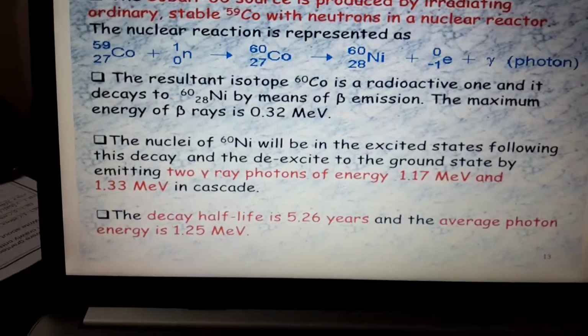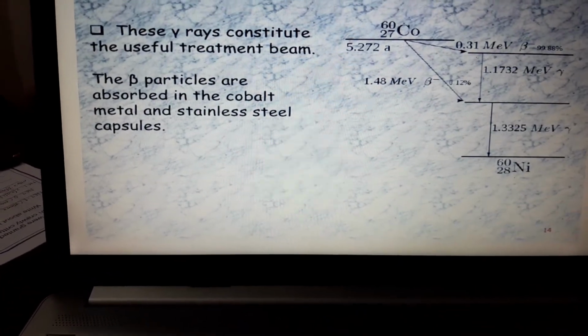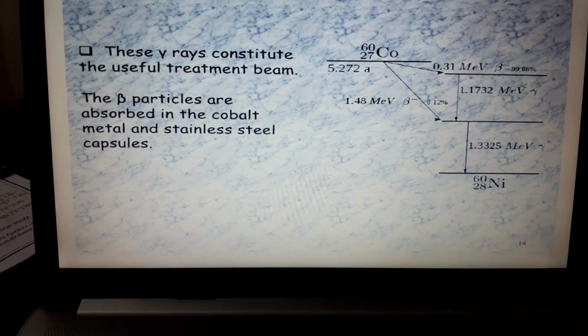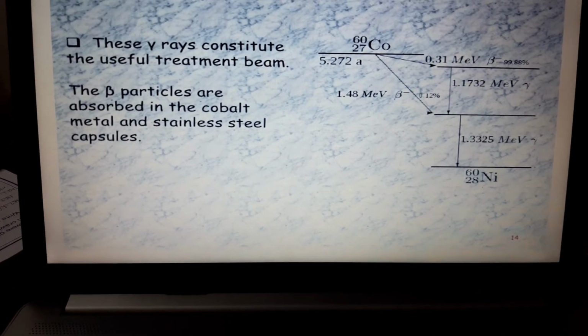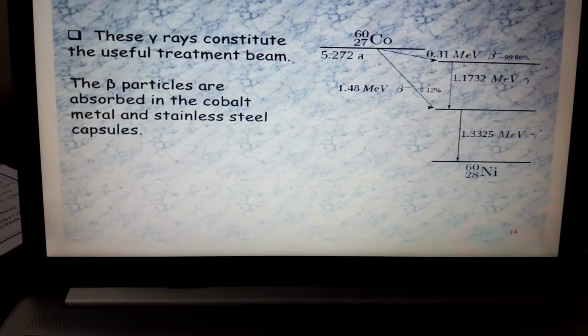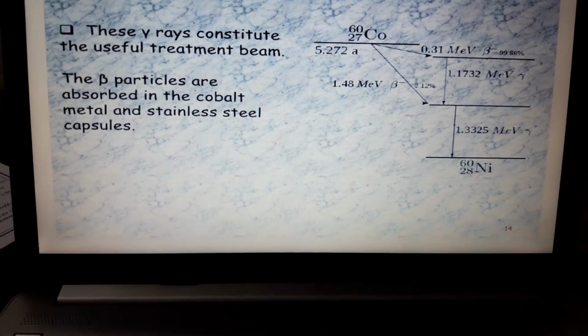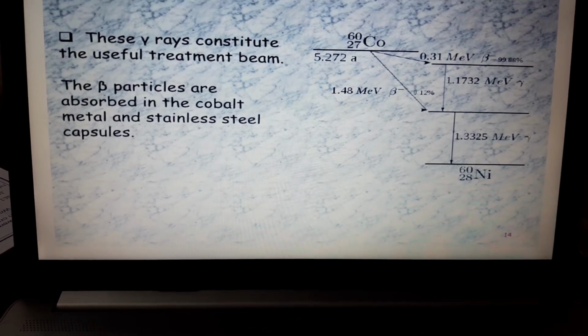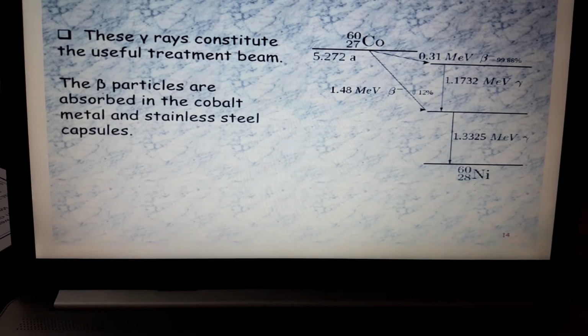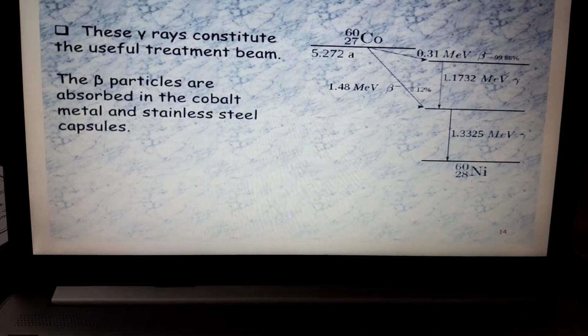This is the decay of cobalt 60. We get two photons of energy 1.3325 and 1.1732 MeV.